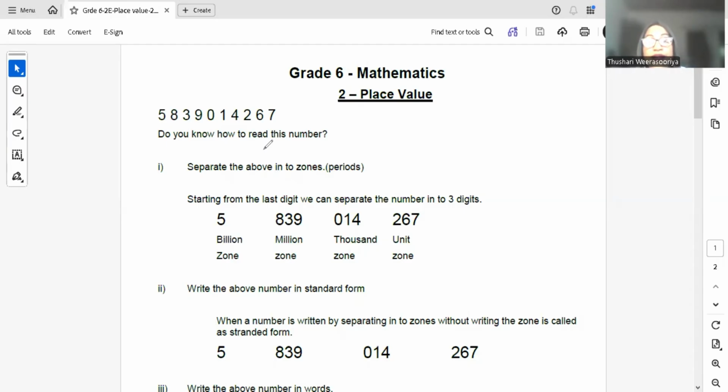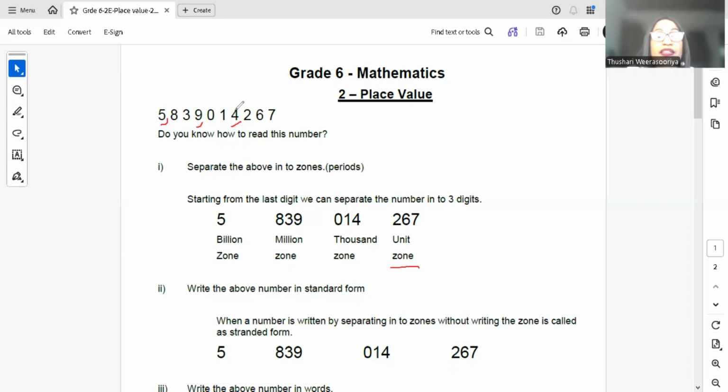The first zone is the unit zone. I can separate this number 3 by 3. That's what you first learn, separating into zones. Starting from the last digit, you take 3 by 3 and separate by a comma at the very beginning. Now this first part is called the unit zone.